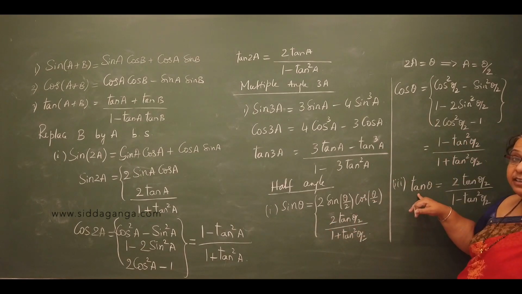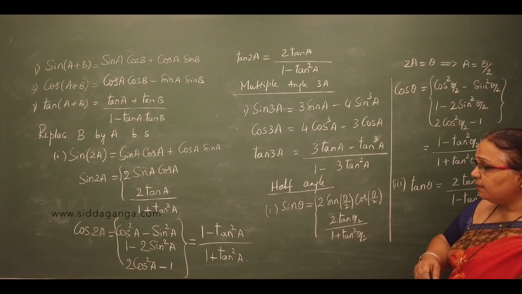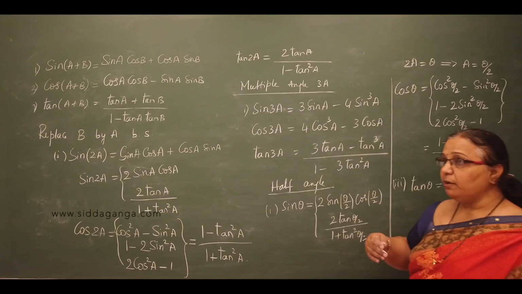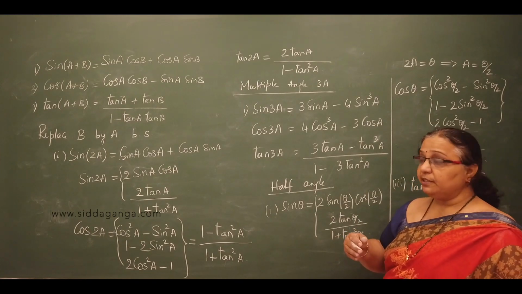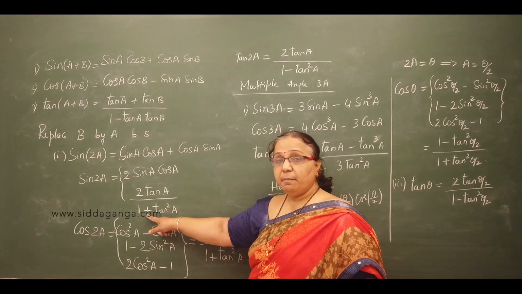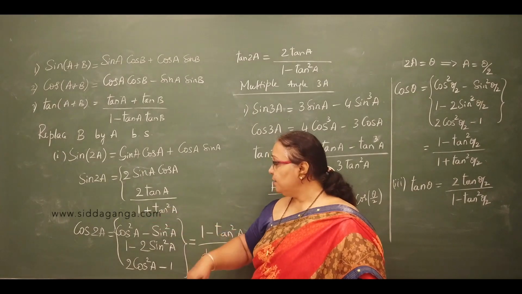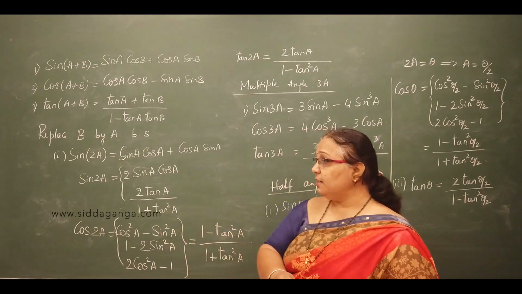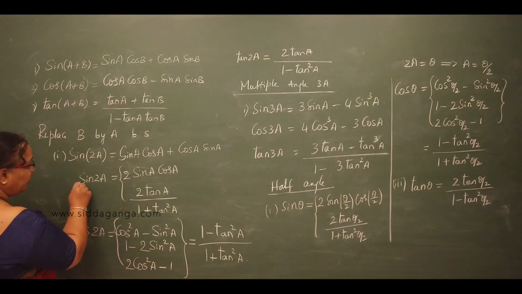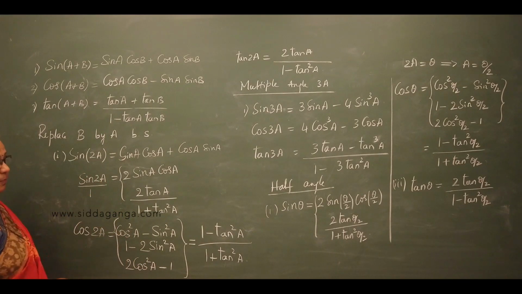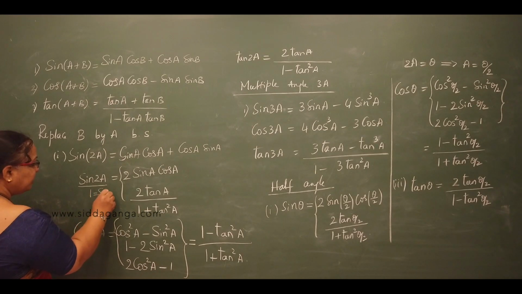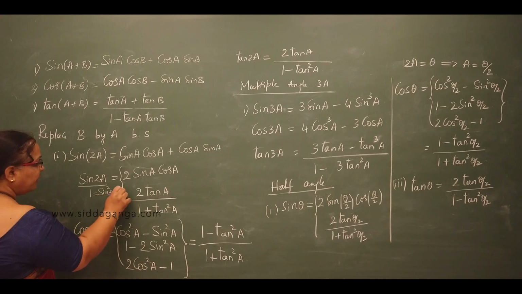Many students get confused while writing the formula, whether to take the minus sign or the plus sign in the denominator. To remember this result, we write sin 2A divided by 1, and instead of 1 we use the identity sin square A plus cos square A.